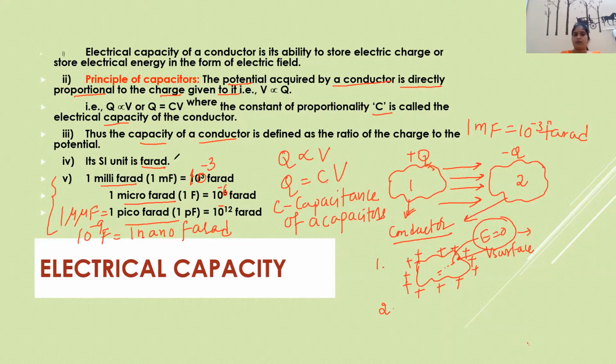But apart from that we have other units which we need to know. That is the CGS unit, which is called stat farad. But generally we use SI units only.